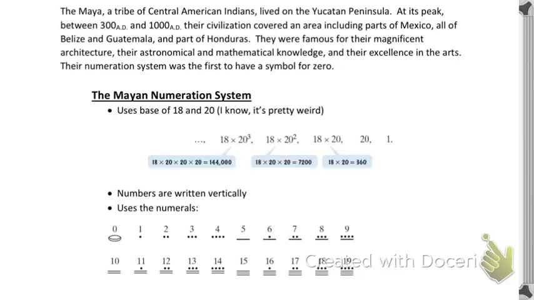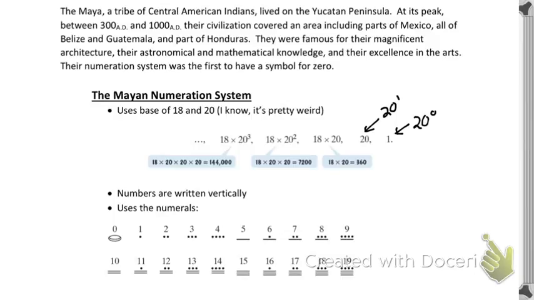I think it's pretty cool. But the Mayans have a weird numeration system. They use 2 different bases at once. They use both 18 and 20 throughout their system, which creates a little bit of havoc. Because if we look down here, this 1 is their first place value. And you could think of that as being your 20 to the 0th power. Then it goes to 20 to the 1st power.